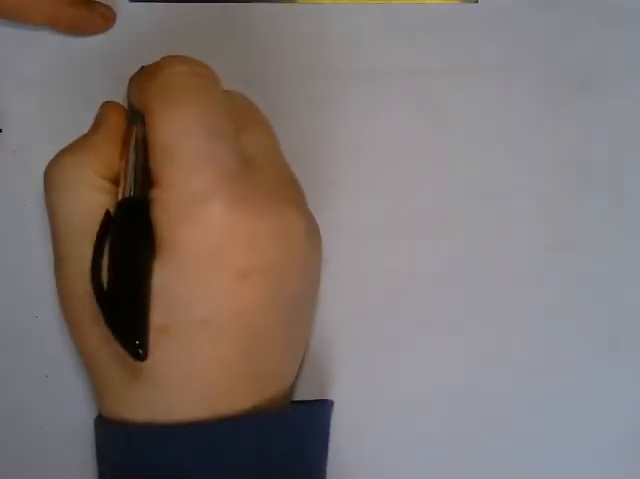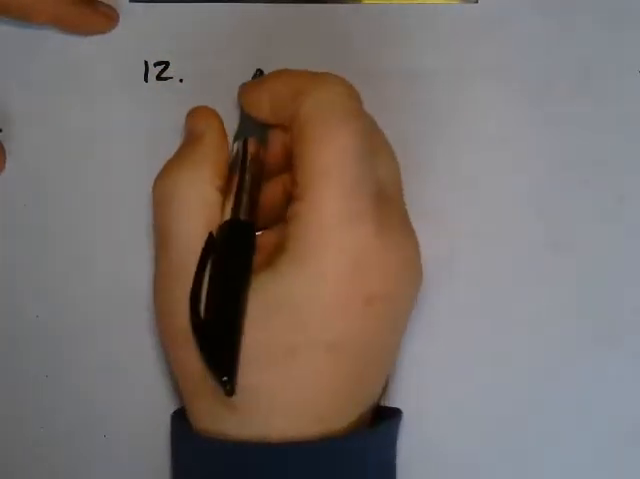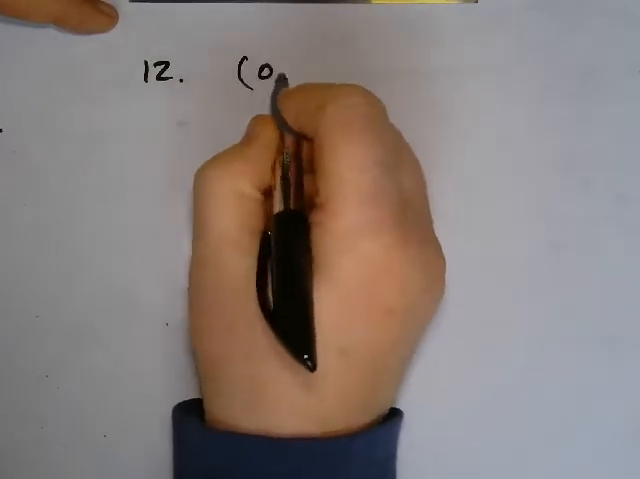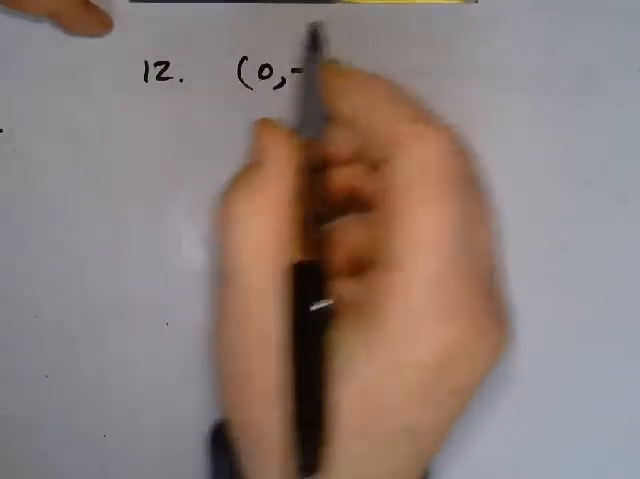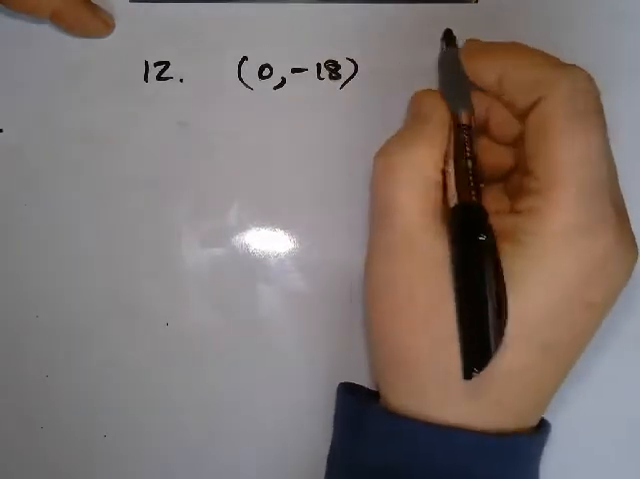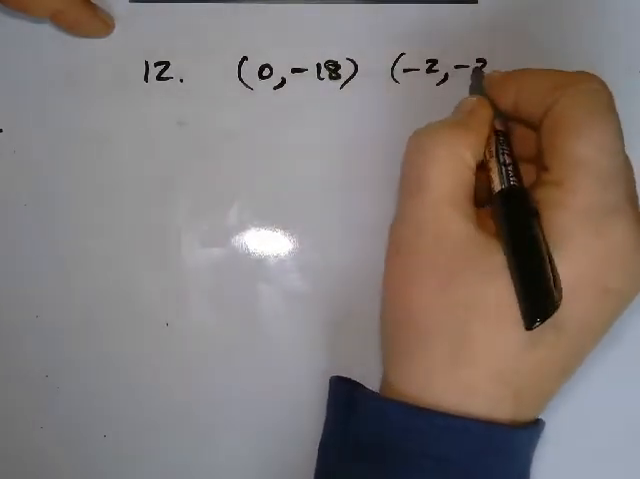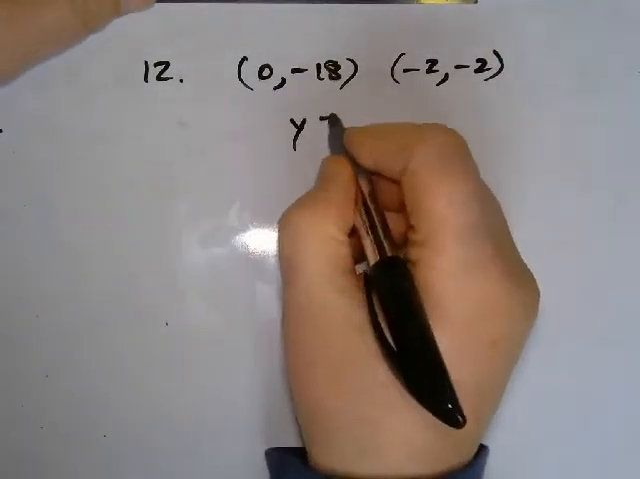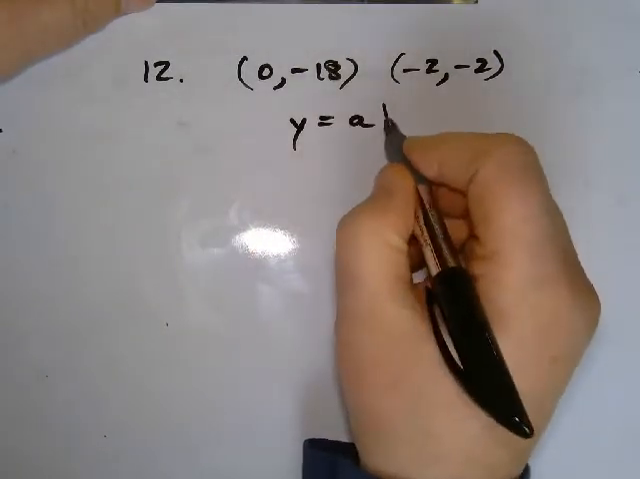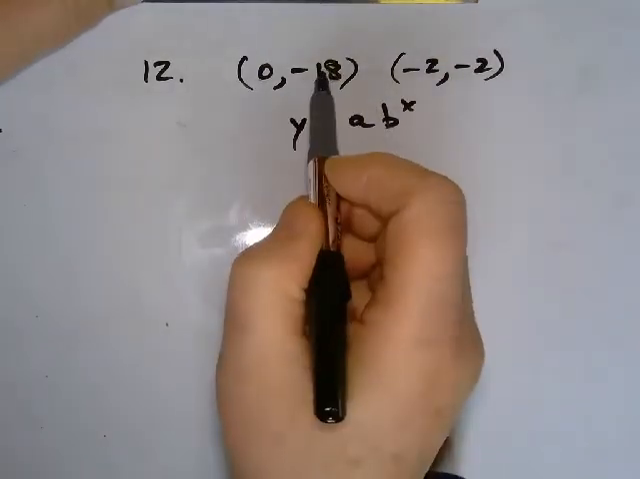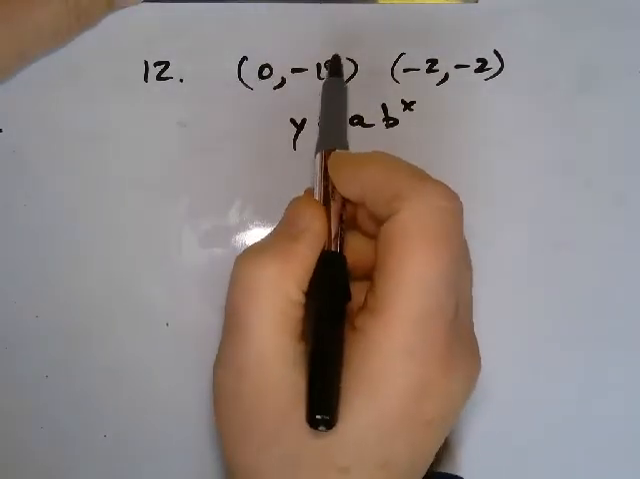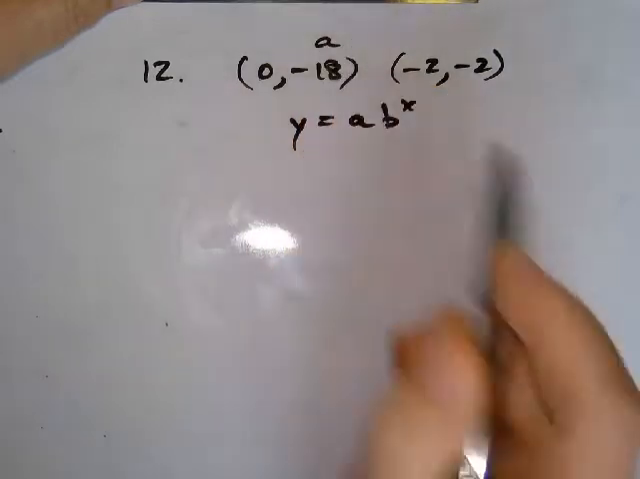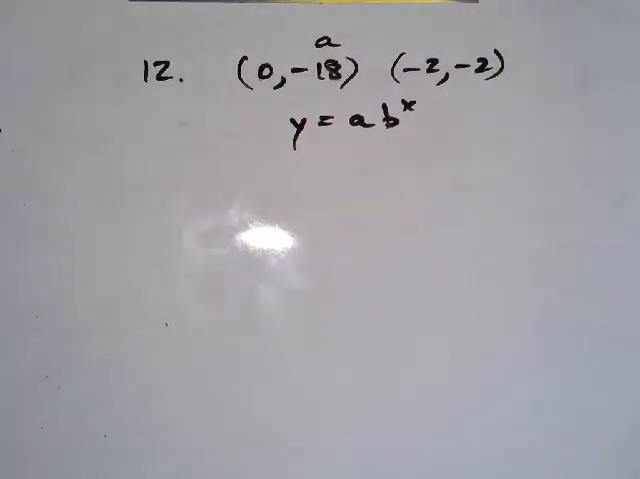All right, let's do another problem here. One more. This is problem number 12 from your book. The ordered pair that they give us is (0, -18), and another ordered pair at (-2, -2). Now remember, we're always going to take these numbers and stick them into the function, where the y-intercept has to be (0, something). Well, in this case, this must be a, because it's the y-intercept, (0, -18).